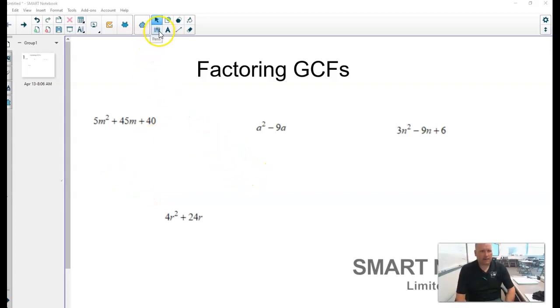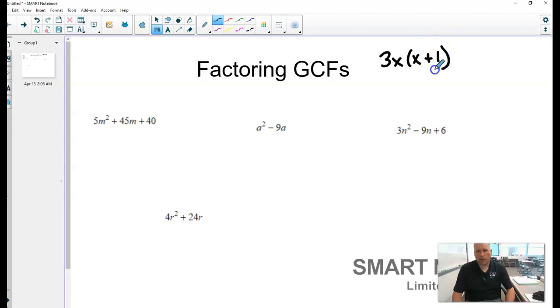Okay, we're looking at factoring today, and specifically we're just going to look at factoring greatest common factors. The idea of factoring, guys, is just undistributing. So, for example, if I had 3x times x plus 1, when I distribute this, I multiply and get 3x squared plus 3x. Factoring is undoing that and putting it back in this form up top right here. That's what I'm going to try and do.